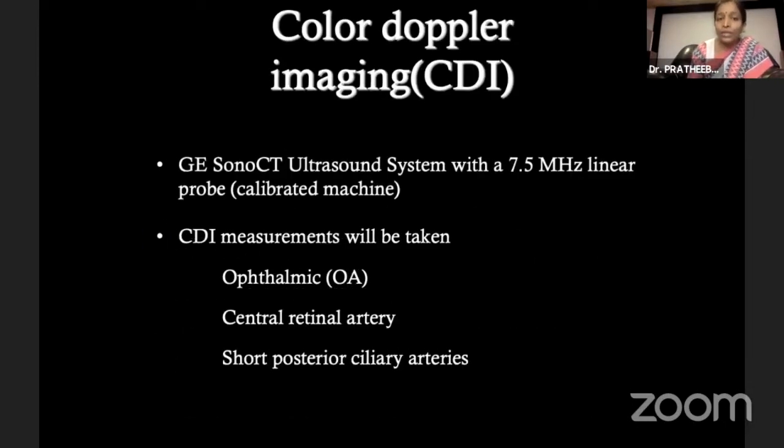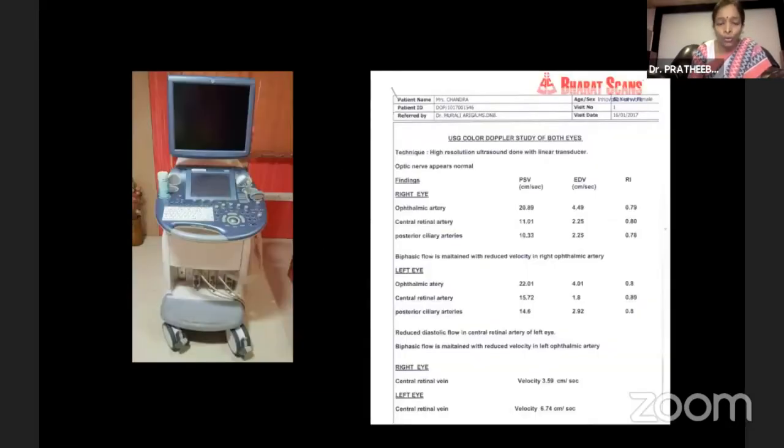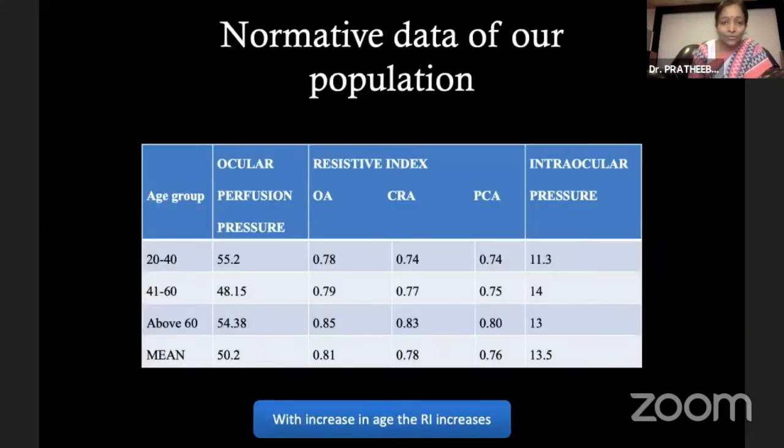Color Doppler imaging was done by the GE Sono CT ultrasound system with a 7.5 megahertz linear probe in our hospital. Color Doppler imaging was done in the ophthalmic artery, central retinal artery, and short posterior ciliary artery. The machine calculates the resistive index based on the peak systolic velocity and end diastolic velocity, and this resistive index is a very important parameter in determining the progression of glaucoma. This is the picture of the machine which we use, and the machine calculates the peak systolic velocity and end diastolic velocity of the ophthalmic artery, central retinal artery, and posterior ciliary arteries.